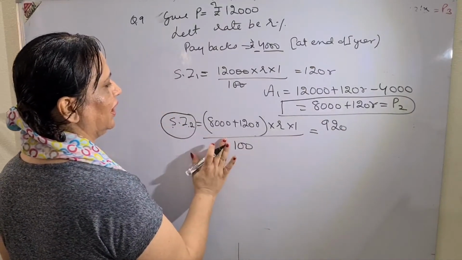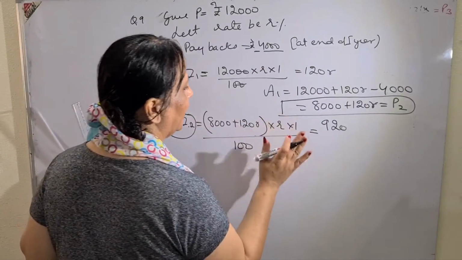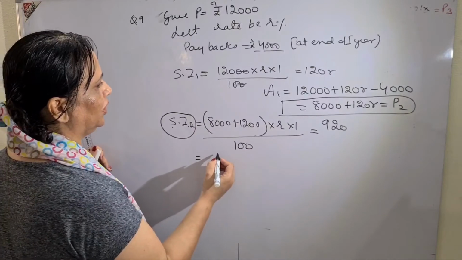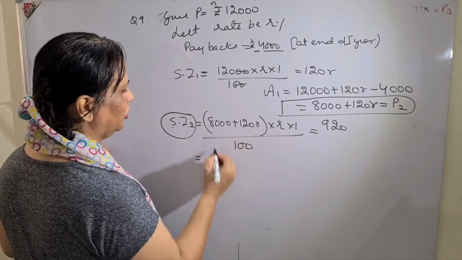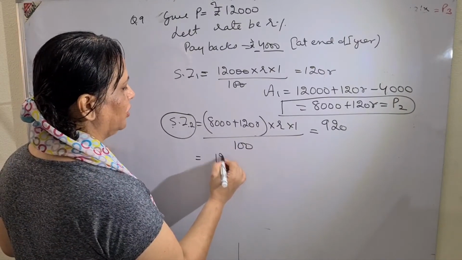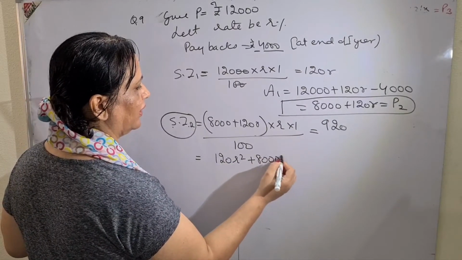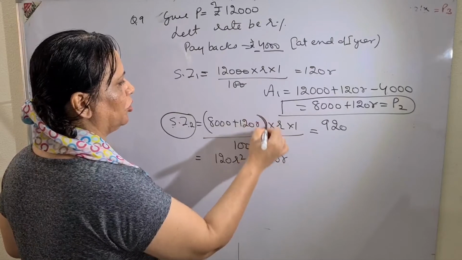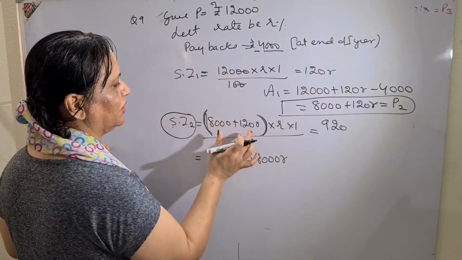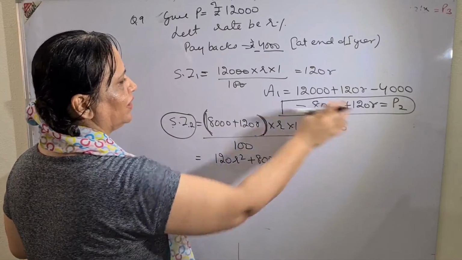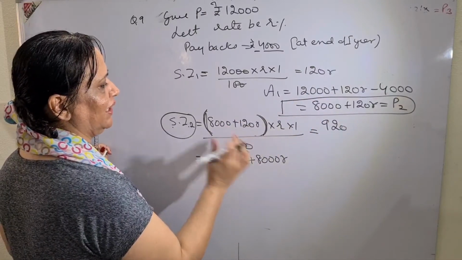So this is my question, and this will help you to find R. Calculations are a little difficult, but once you do it, it will be easy. So you multiply, this will be 120 R square plus 8,000 R. Please don't forget to put the principal in the bracket, because this whole is principal. Amount for the first year will become the principal for the second year.